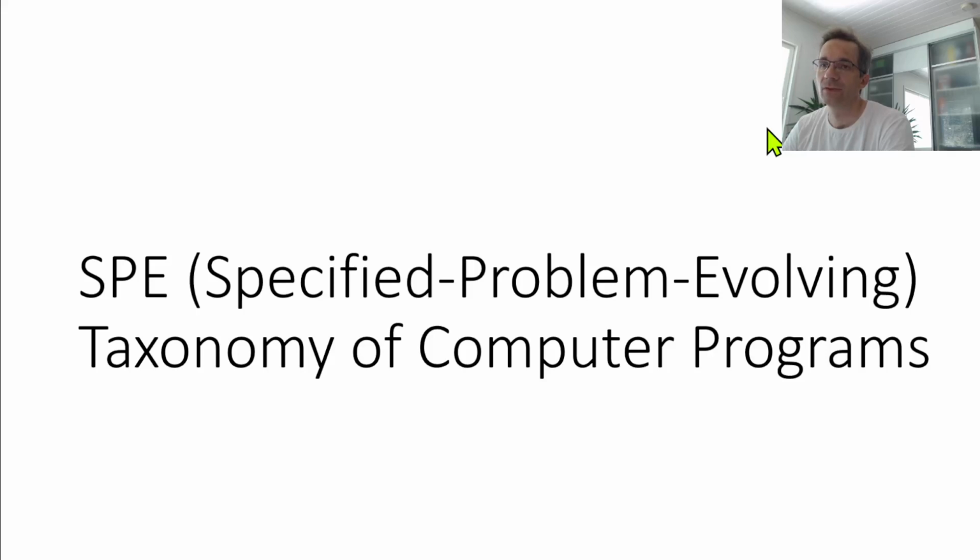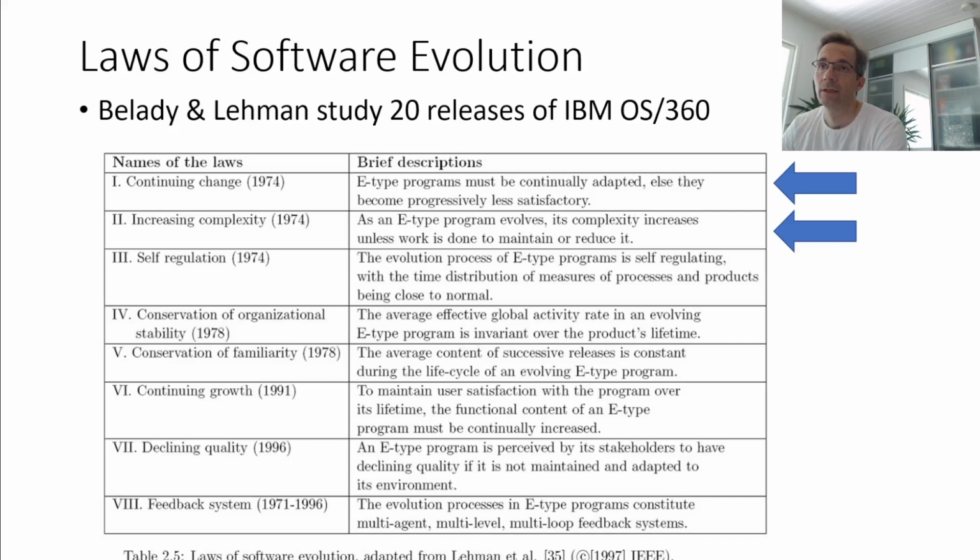Dear students, next we will look into the SPE taxonomy of computer programs. Here S stands for specified, P stands for problem, and E stands for evolving. You may recall the laws of software evolution. These were established by Belady and Lehman by studying 20 releases of IBM OS/360.